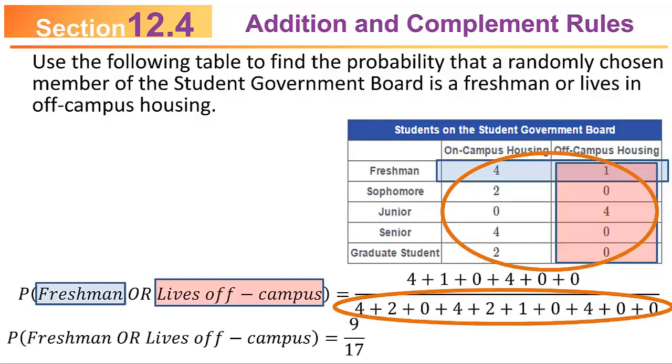And then when you count everybody, you get 4 plus 1 plus 2 plus 0 plus 4 plus 2 plus 1 plus 0 plus 4 plus 0 plus 0, you get 17.